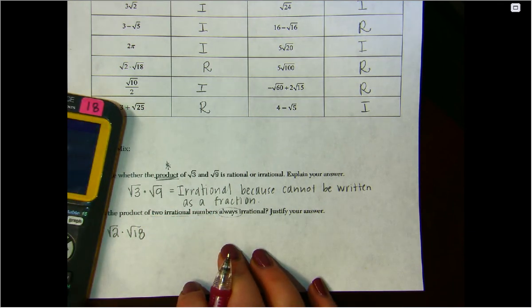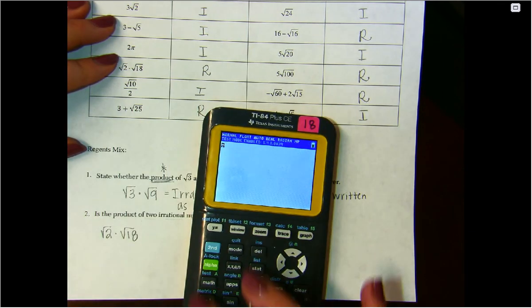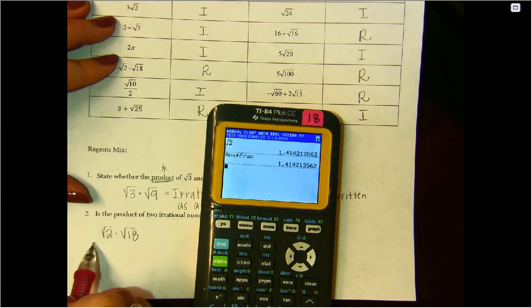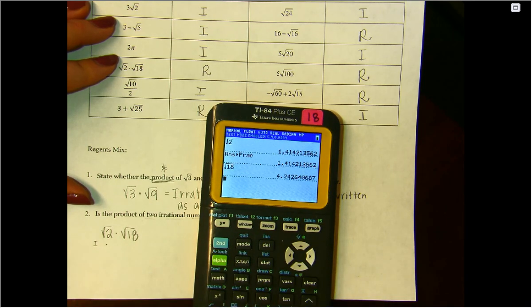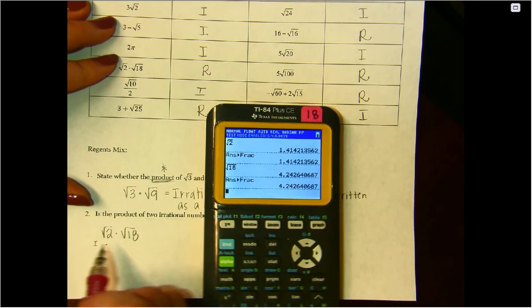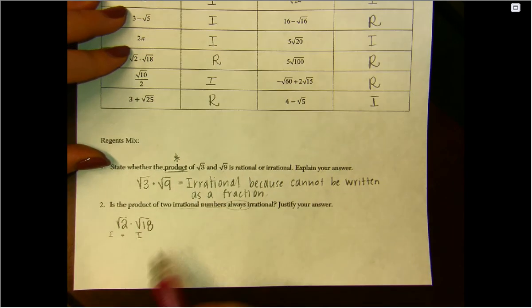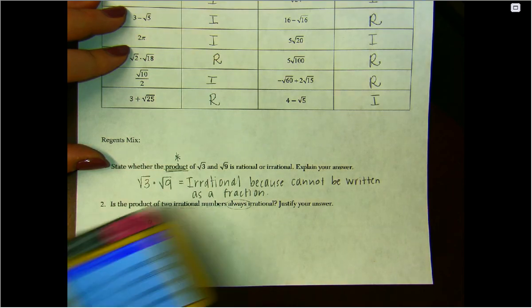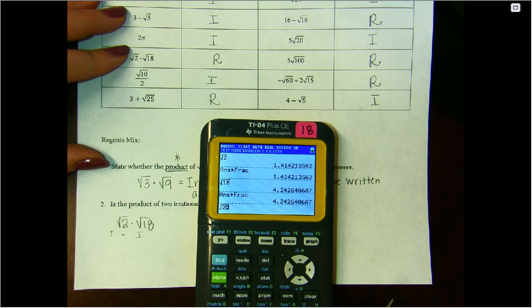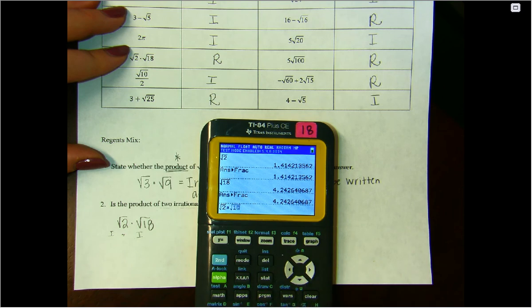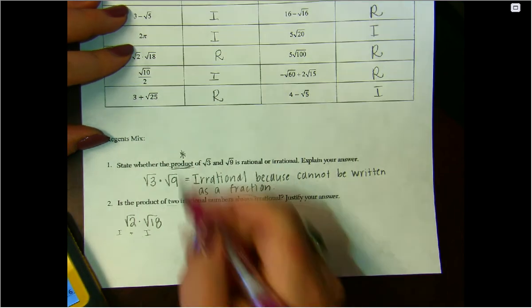So first let's check that they're both irrational. Radical 2, math, fraction, okay, so this is irrational. Radical 18, math, nope, irrational. So what do I have here? I have the product of an irrational times an irrational. If I multiply these two together, radical 2 times radical 18, my answer is 6.